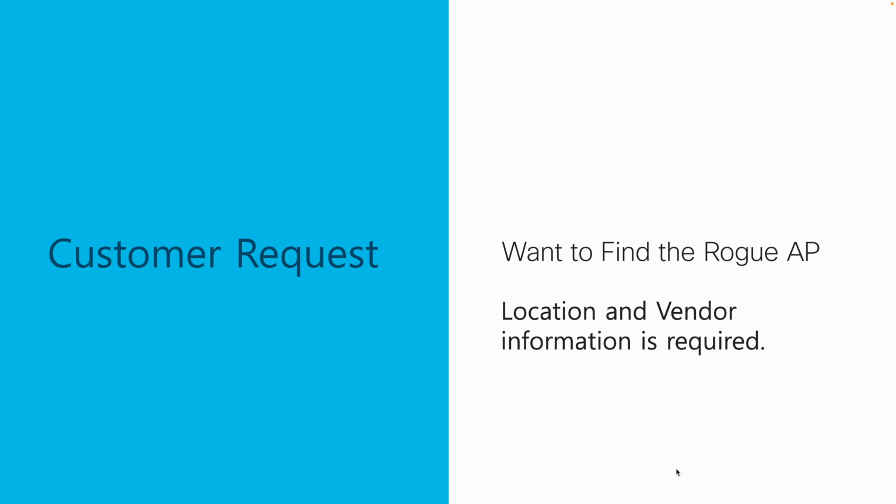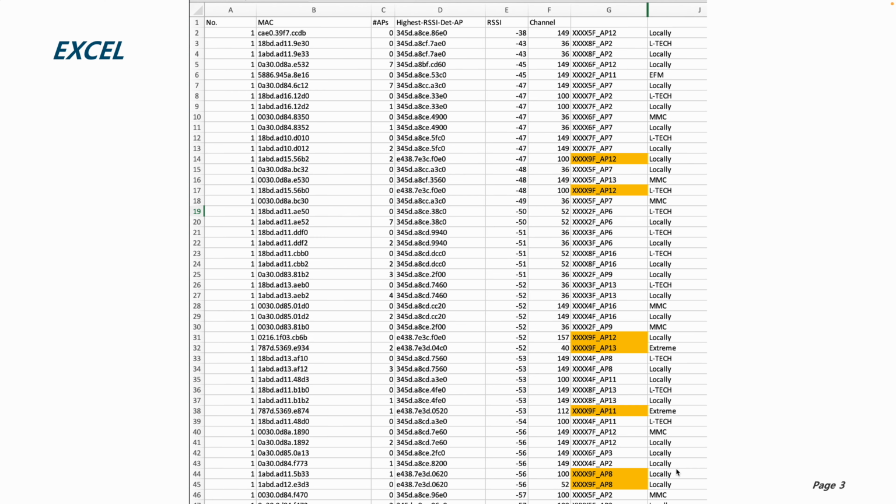Even in the building, there are unmanaged home routers and APs. Because of that, there is a kind of interference. So the customer requested, he wanted to find out the rogue IP. So at the time, I did use Excel. Excel is the very best tool.